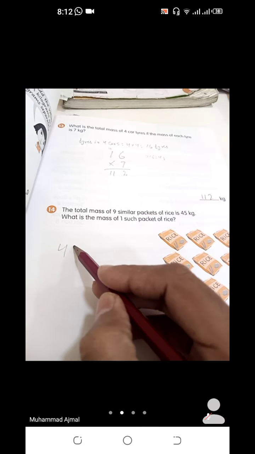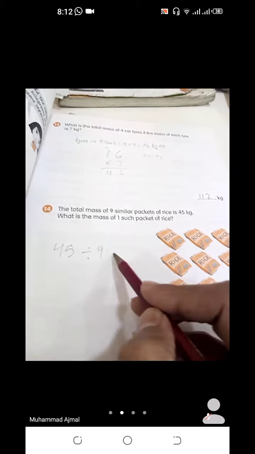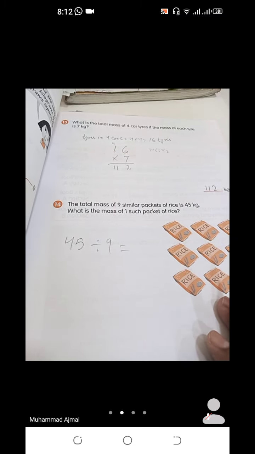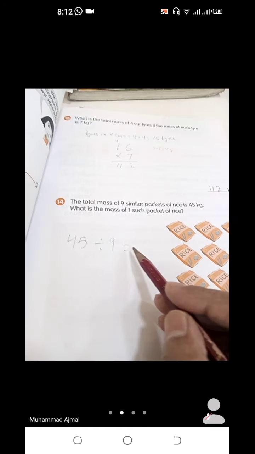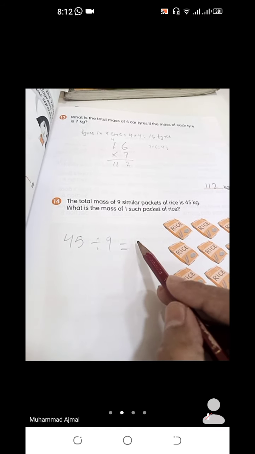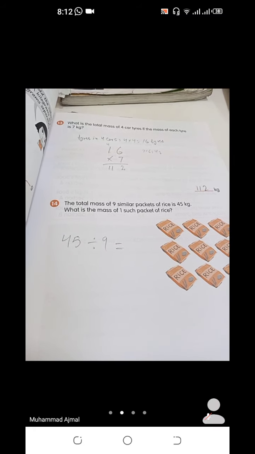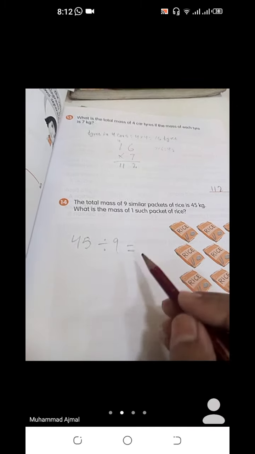45 divided by 9, then we divide it by 9. When we divide 45 by 9, so 9. Yes, what will be the answer? In the table of 9, 9 fives are 45. So each packet is 5 kg mass.